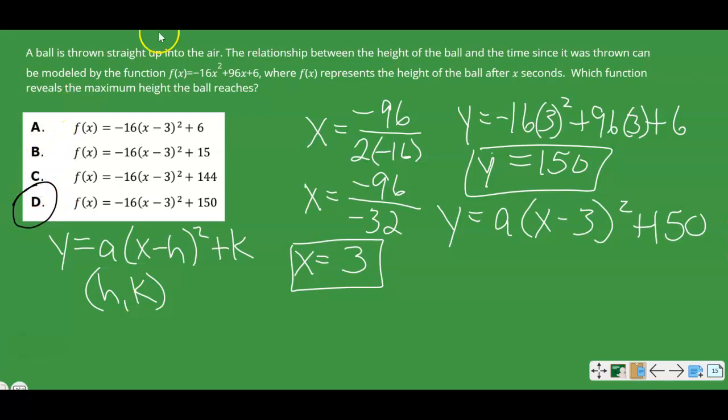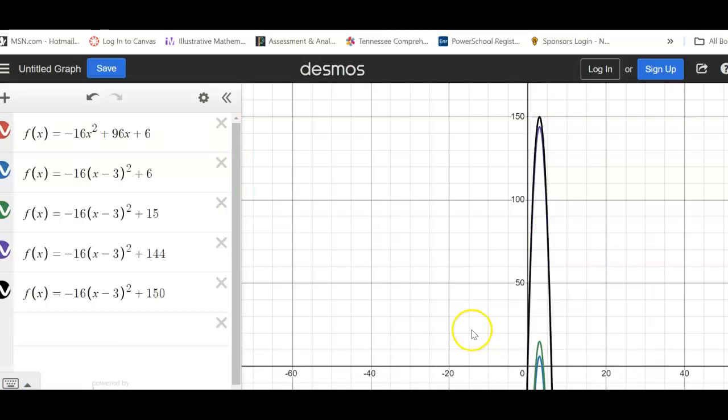Now, what if you don't remember how to find the vertex this way? Another way you could do it is to graph the standard form and then graph these answer choices and see which equation gives the same graph as the one in standard form. Desmos is a great way to look at that. I have already graphed these just to save a little time.